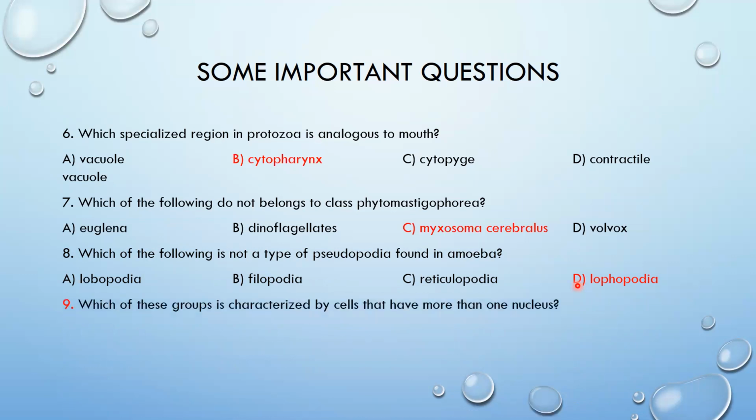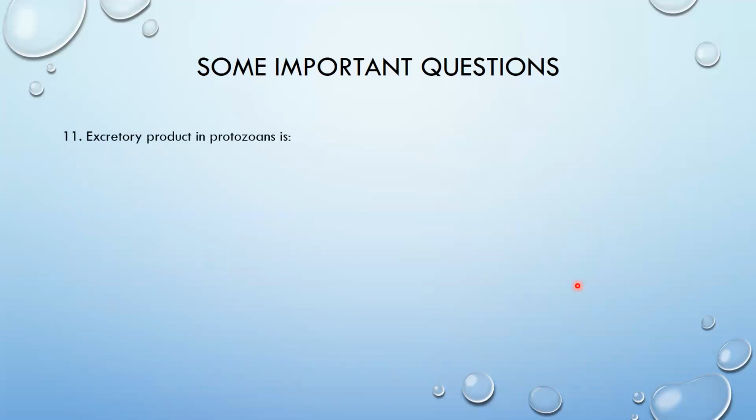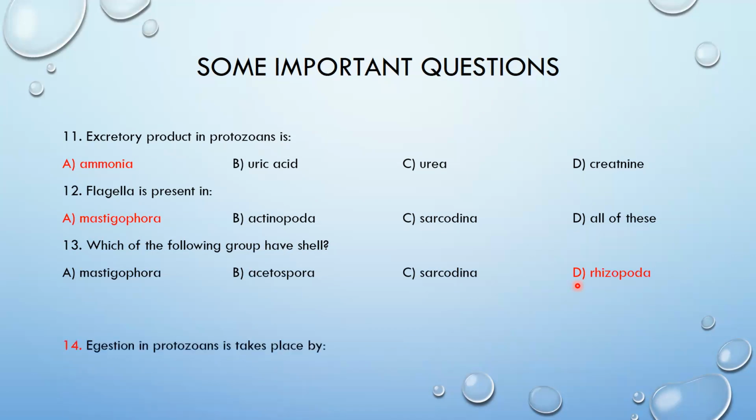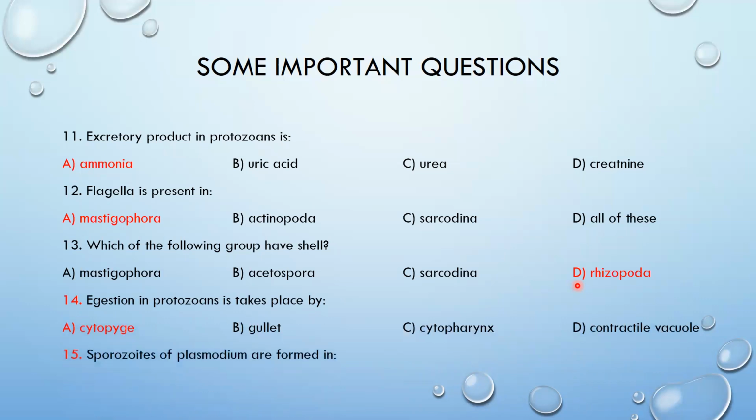Number 9, which of these groups is characterized by the cells that have more than one nucleus? So these are ciliates. They are having 2 types of nuclei, micro and the macronuclei. Number 10, the agents of the red tide, which actually may be red, brown, yellow, or even colorless. These are dinoflagellates. Number 11, excretory product in the protozoans is ammonia. Number 12, flagella is present in Mastigophora. Number 13, which of the following group have shell? So these are RHIZOPODA. Number 14, egestion in protozoans takes place by cytopyge. Number 15, sporozoites of the Plasmodium are formed in oocyst.